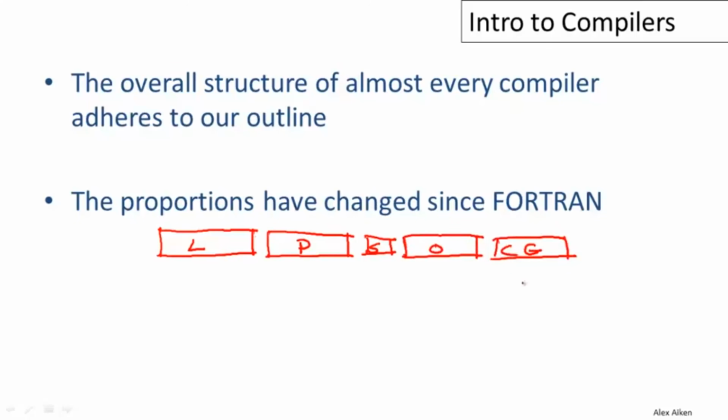And so we'd see a compiler where the complexity was spread fairly evenly throughout, except for semantic analysis, which was very weak in the early days.